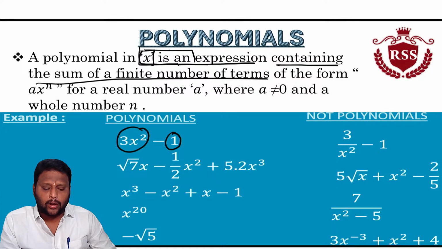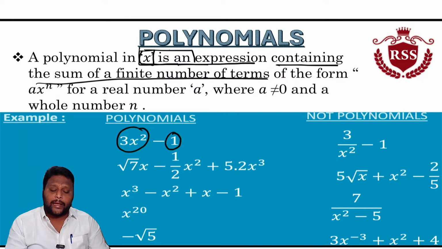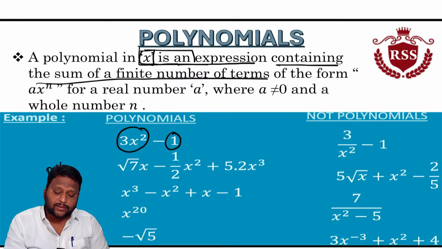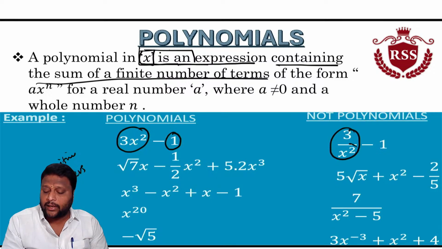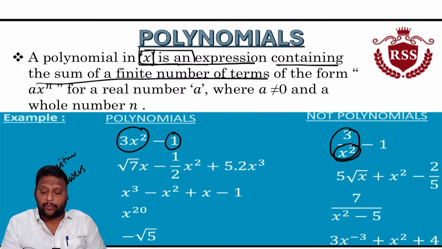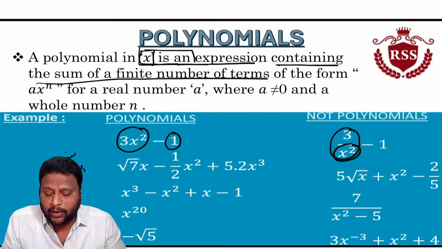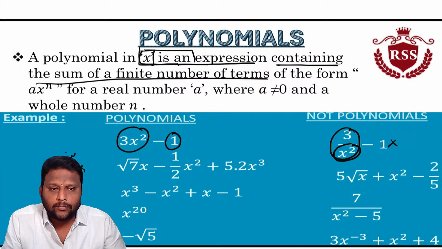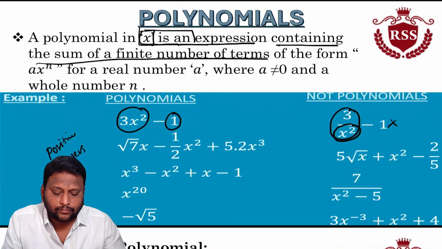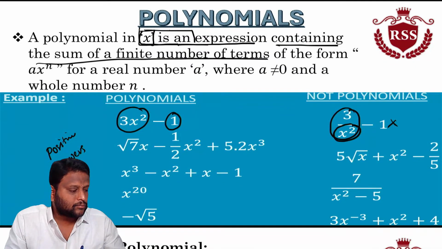A polynomial must contain positive powers, not negative powers. Suppose this is 3 by x square. In the denominator, there should not be a variable. If there is a variable in the denominator, it is not a polynomial. Got it?